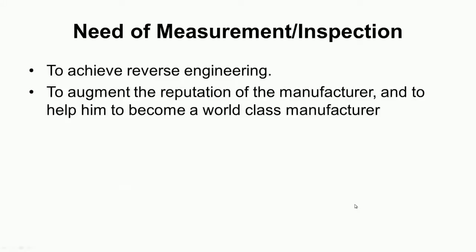To achieve reverse engineering also, measurement is very essential. Sometimes we have the part, but the corresponding drawings are not available. In that case we have to inspect the available component for its composition and its physical sizes like length, depth, breadth, the size of the hole, or the surface finish that is prevailing. All these things we have to measure by conducting inspection, and then we have to prepare the drawing, and then we can go for producing such components.